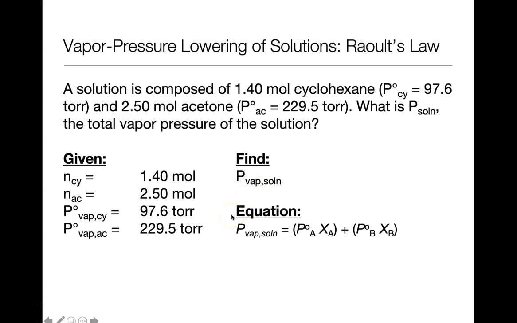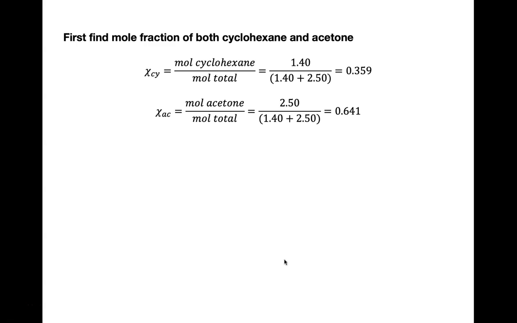We only have one equation so far. If I cover this up right here, it looks exactly like the Raoult's law that we did in the previous equation. This just has, again, two volatile compounds, acetone and cyclohexane. So let's see how we're going to attack this. First, we're going to need to find the mole fraction of both cyclohexane and acetone.